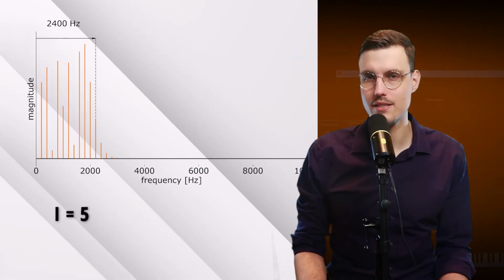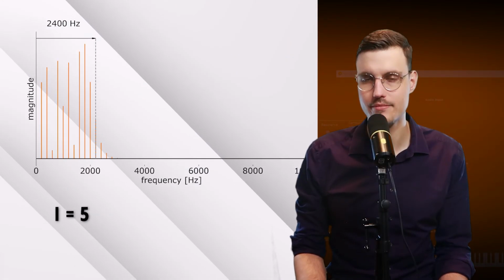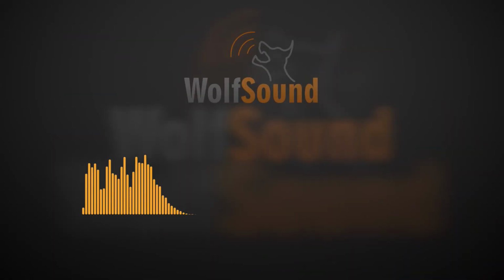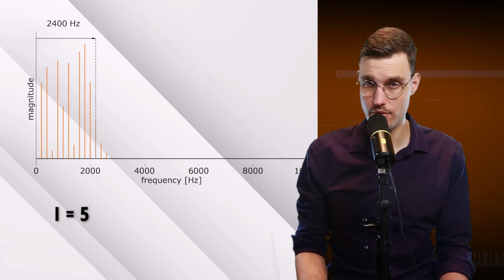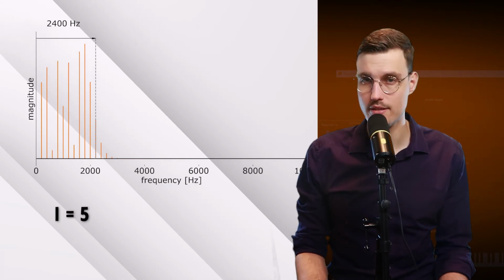Finally, let's set the modulation index to 5. This spectrum is clearly the brightest, and it's not symmetric. We could go even further than this, but I leave it for your experimentation.